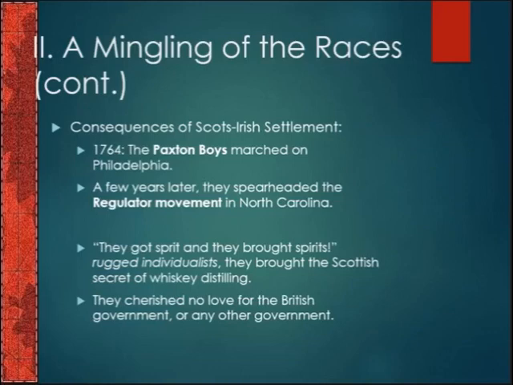This work ethic and love for independence, as well as their quarrelsome nature, have been woven together into the American character. The Scots also happily spread their tradition for distilling whiskey, which I'm sure is also part of what played a role in their strong character, right?